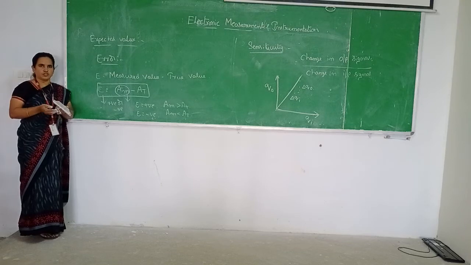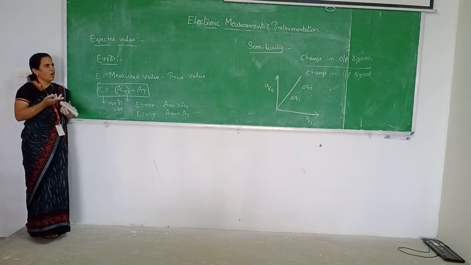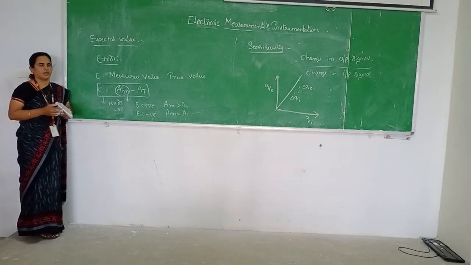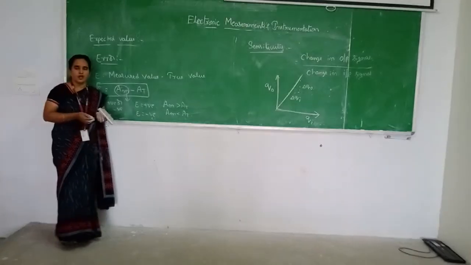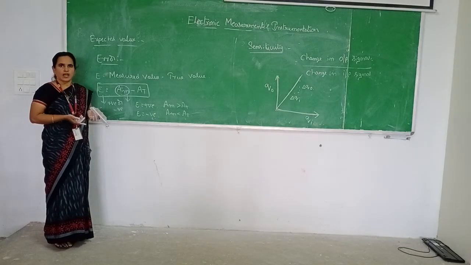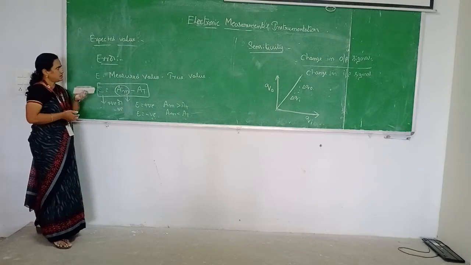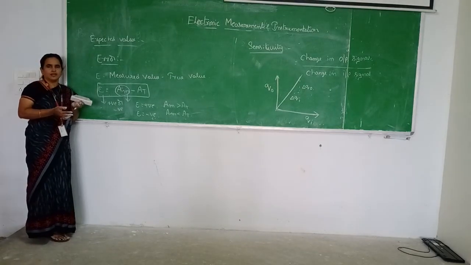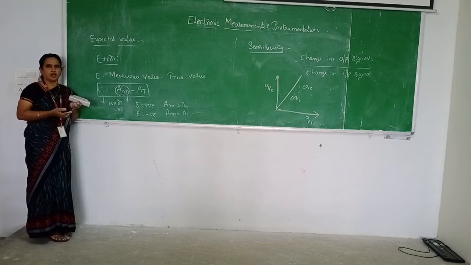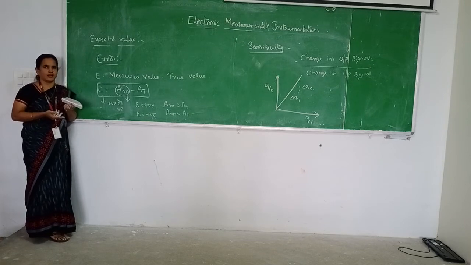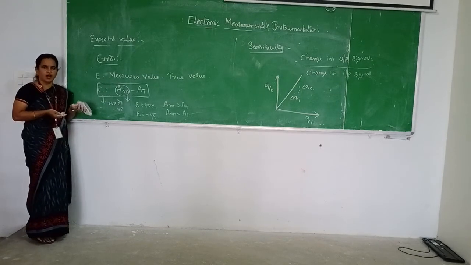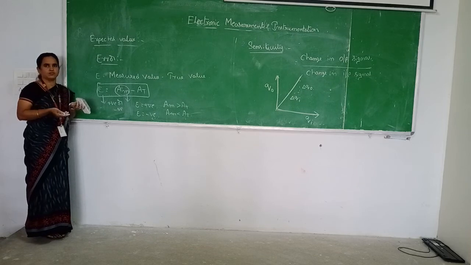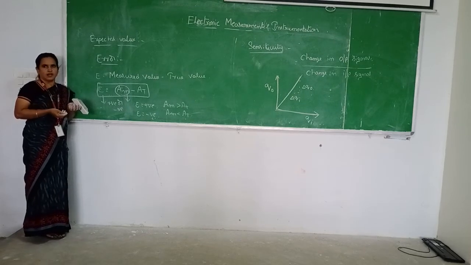The ability of an instrument to reproduce reading again and again for constant input is called precision. The fourth characteristic is sensitivity. It is defined as the ratio of the magnitude of the output signal to the magnitude of the input signal. Next characteristic is error. It is the measured value minus the true value. And next characteristic is expected value. The value we expect, that is the desired value, is called the expected value.